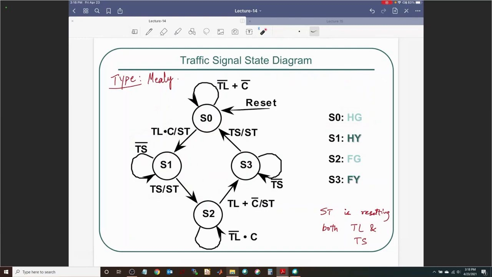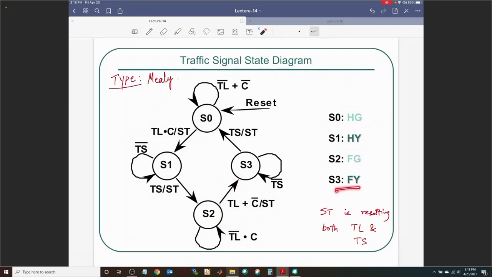You guys see that? Next, if you are in S2, that essentially means that the farm road lights are green. We will stay in S2 as long as there is a car waiting and the long timer doesn't expire. If the long timer expires or there is no car waiting, then we will reset the timers and go to S3.